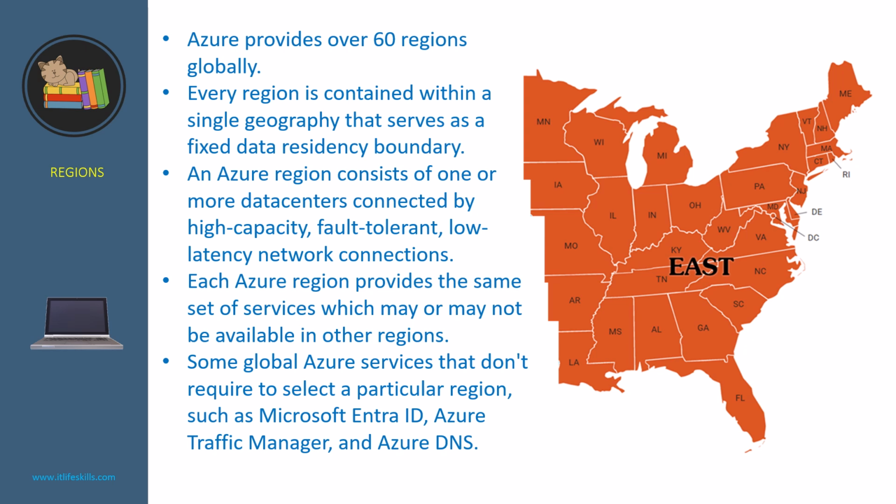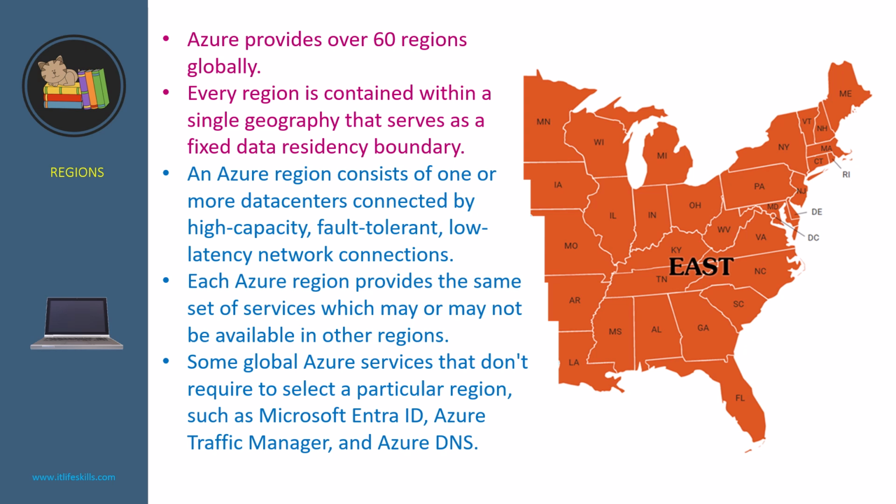Let's get started with Azure regions. As you may know, Azure provides over 60 regions globally. Every region is contained within a single geography that serves as a fixed data residency boundary. For example, this map shows us East US, and if you choose East US as your data center, then Microsoft will not move your data out of East US or at the minimum out of US.